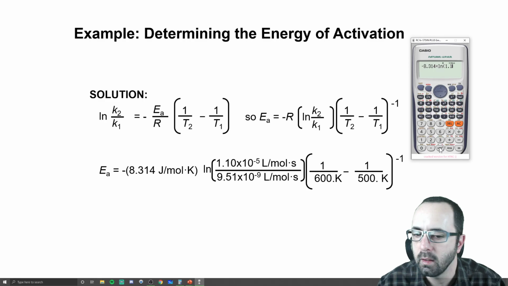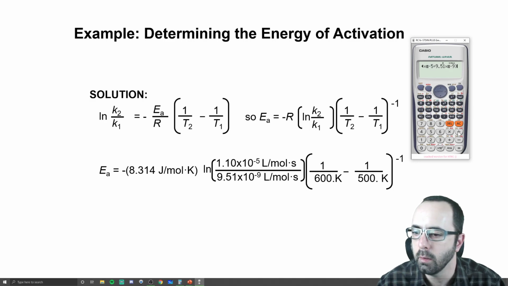1.1 times 10 to the negative 5 divided by 9.51 times 10. That's the EE or EXP button on this one. It looks like times 10, but you never type times 10 to the power, remember that. Okay, so that's our whole natural log there. We've done the whole natural log part.